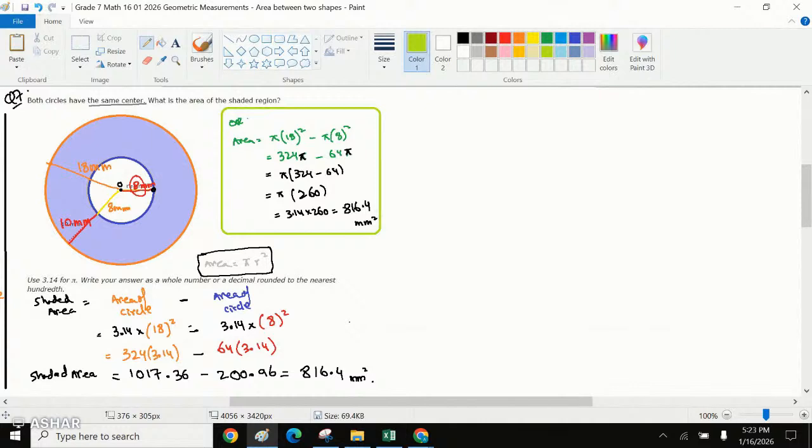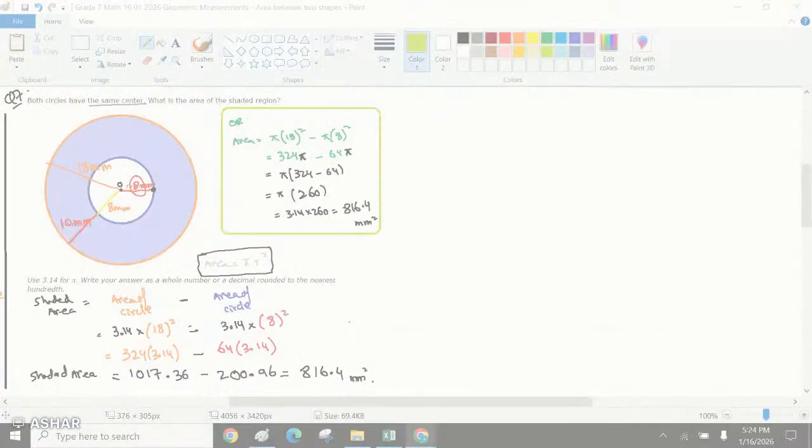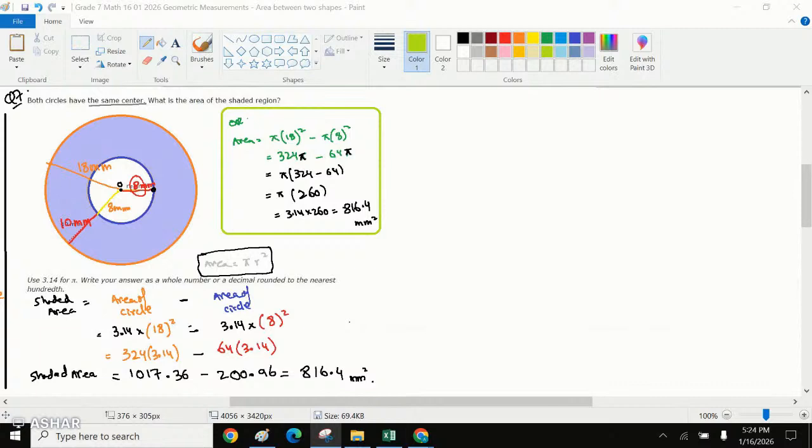Okay, any questions up till now? It is always the larger outer shape minus the inner shape when you're finding the difference in the area of two shapes. Okay, for the next question, they're saying both the circles have the same center. Okay, very similar question, and the radii are given to us.